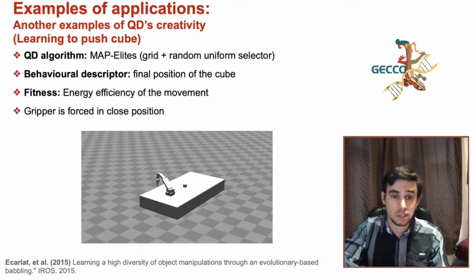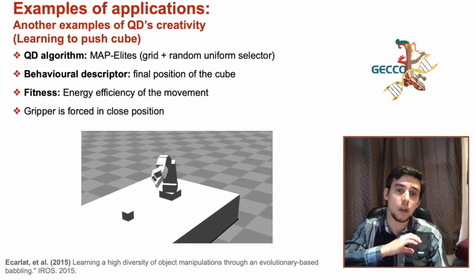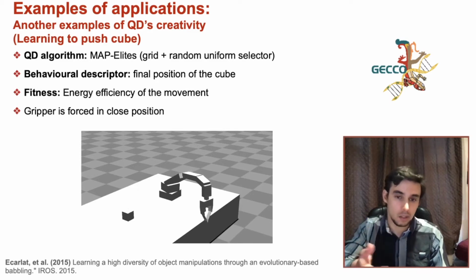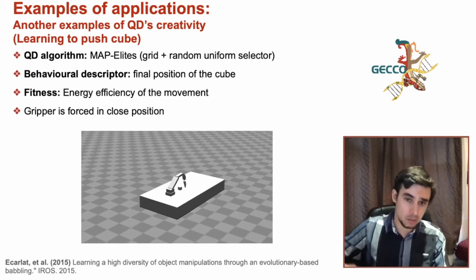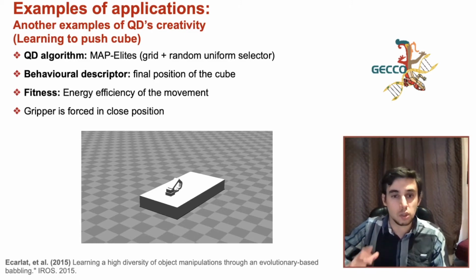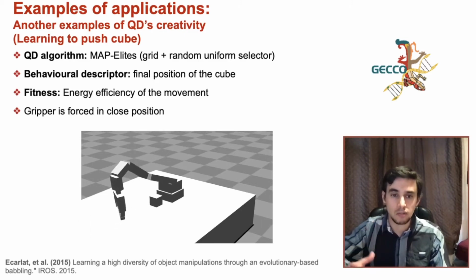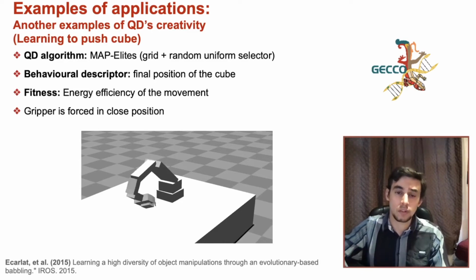Here is another example where the robot smashed the cube from the side, and again made it fit into the gripper anyway. So that's two examples, but many others exist of the creativity of this diversity and divergent search aspect of quality diversity algorithms.